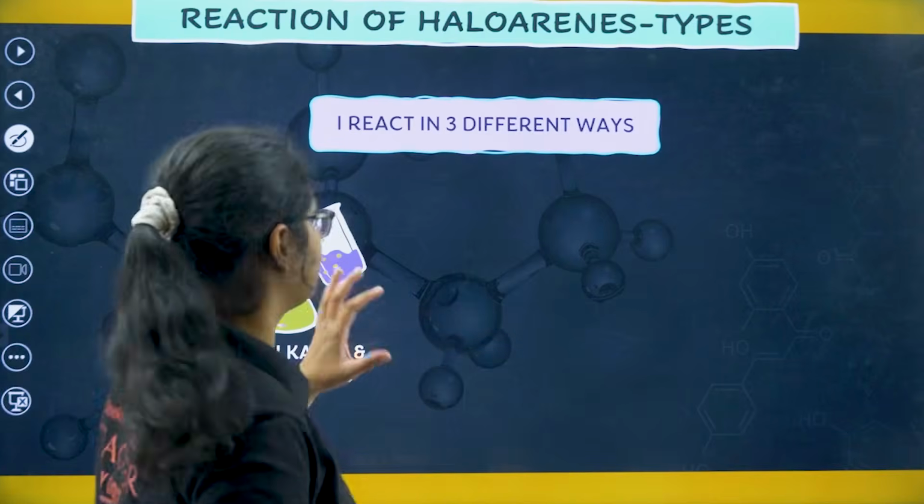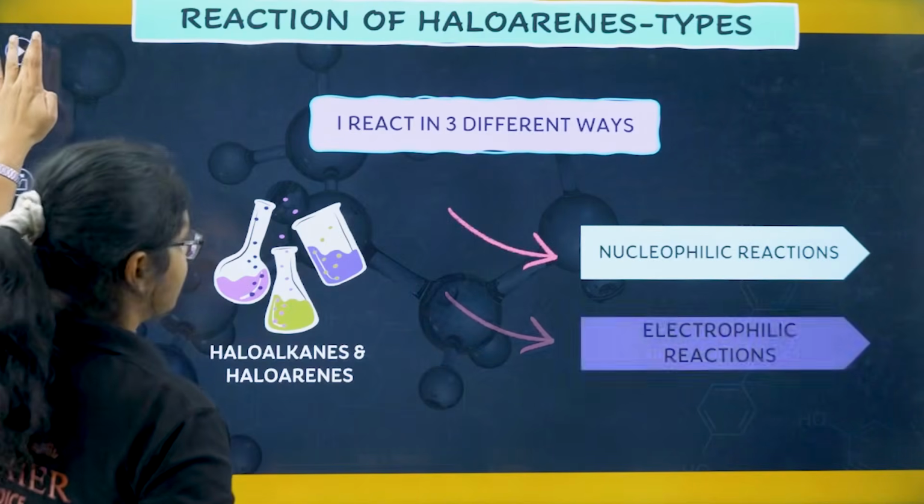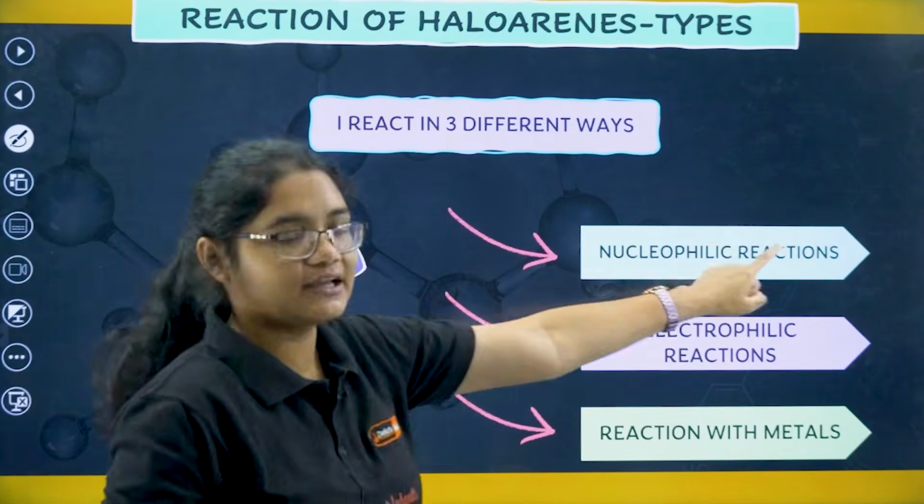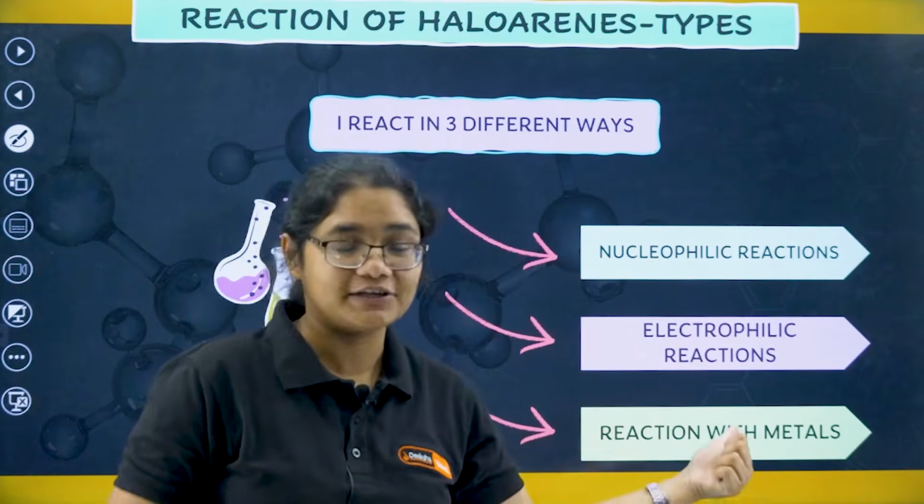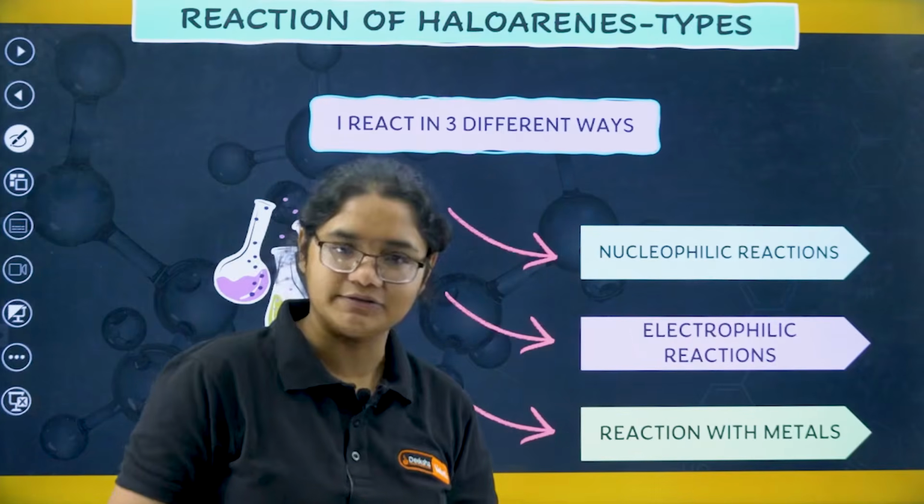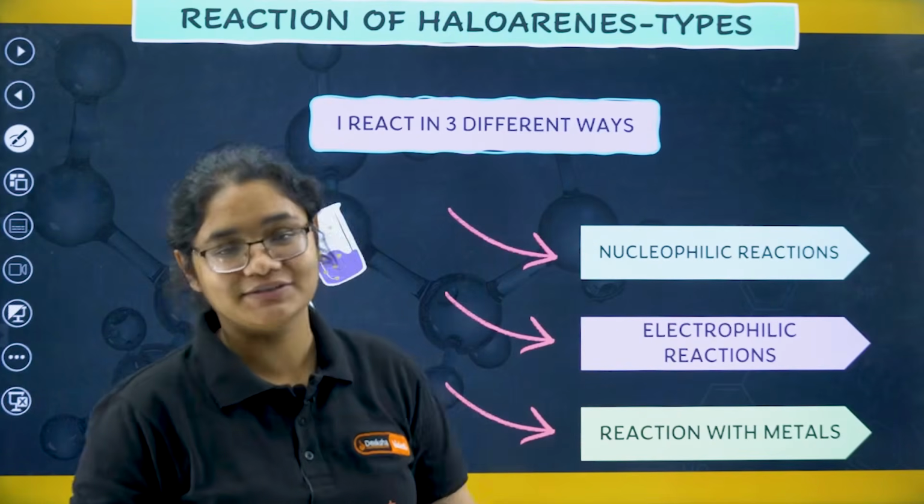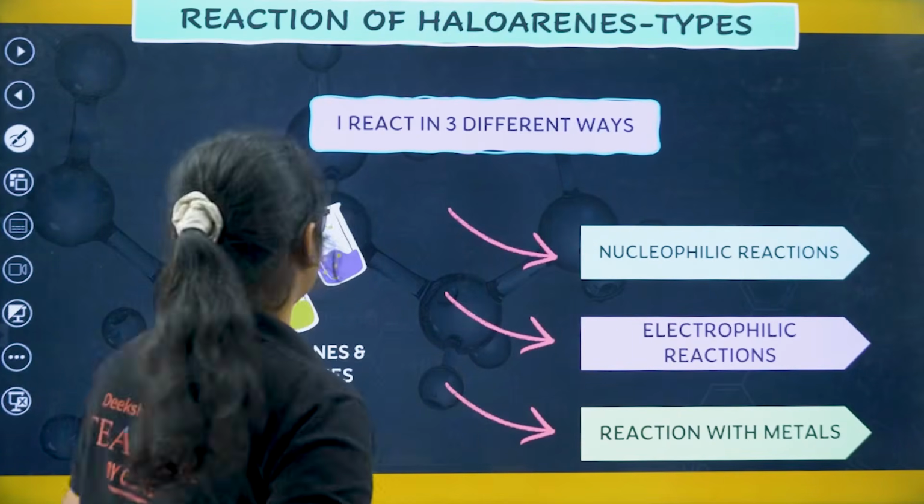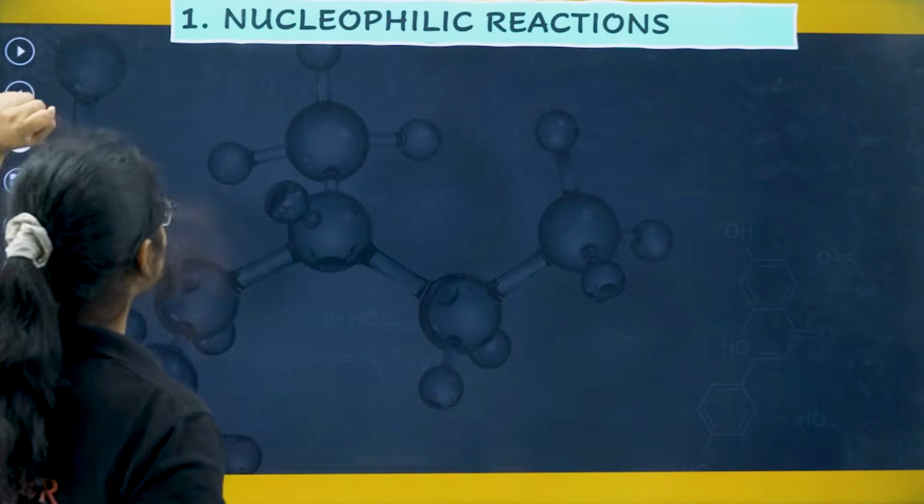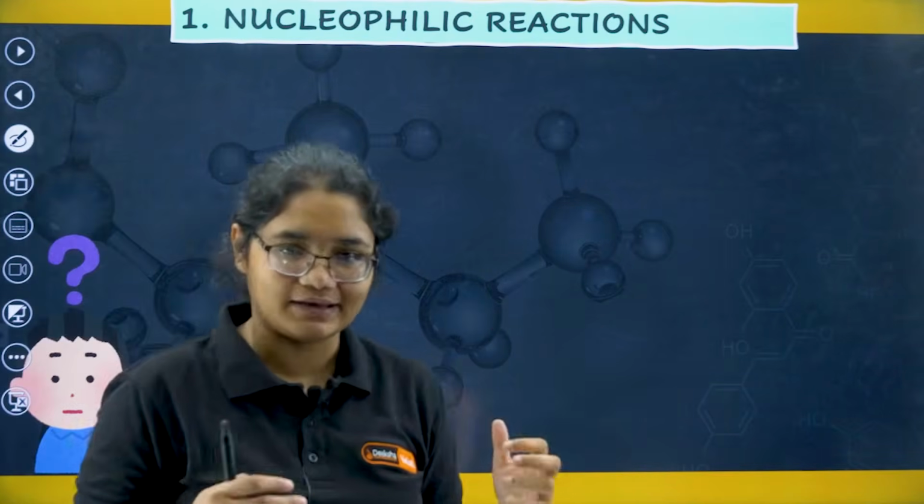Now we will be seeing the 3 reactions of haloarenes today. That is nucleophilic reactions, electrophilic reactions and reactions with metals. Okay, nucleophilic reactions, electrophilic reactions and reactions with metals. Now coming to the first one, that is nucleophilic reactions.